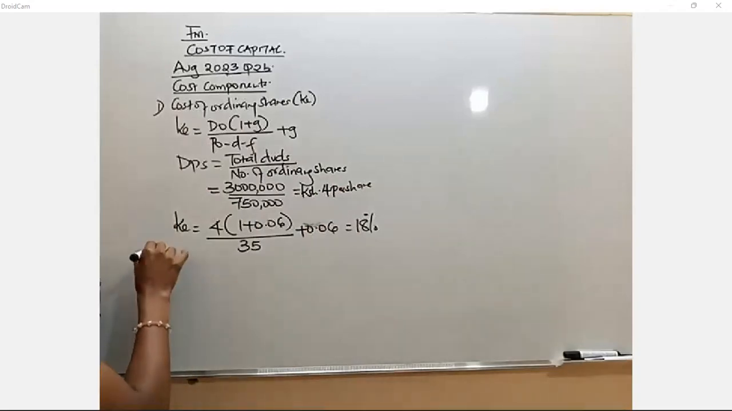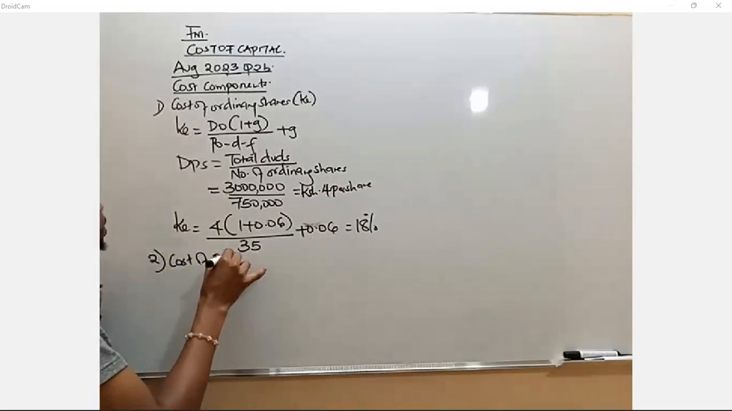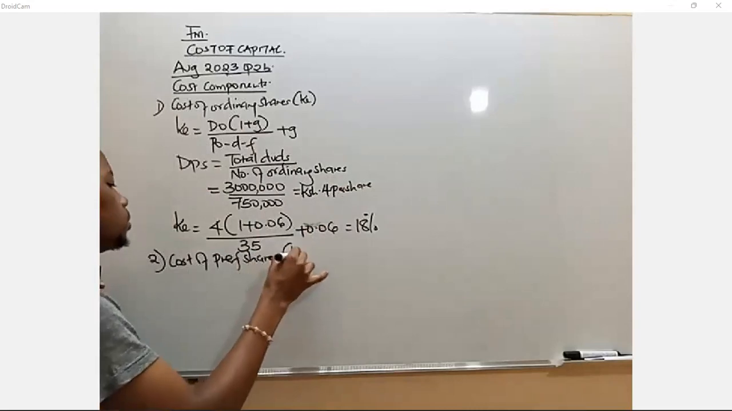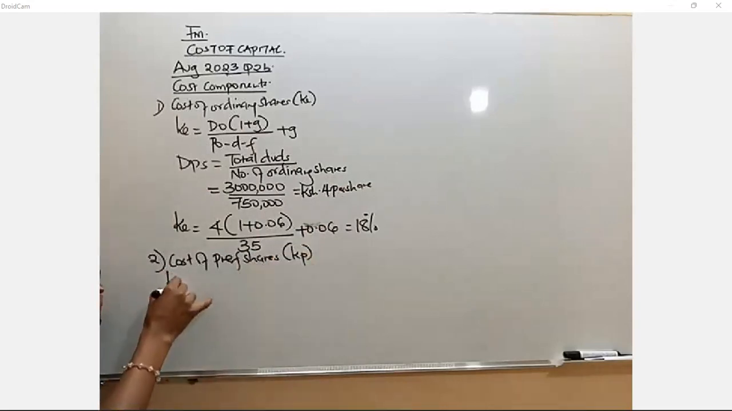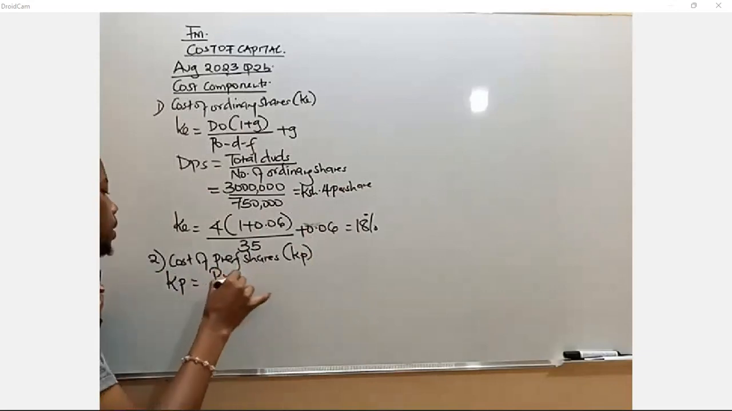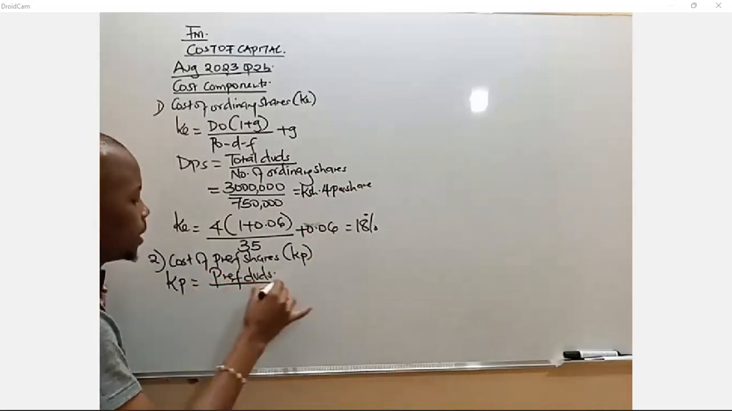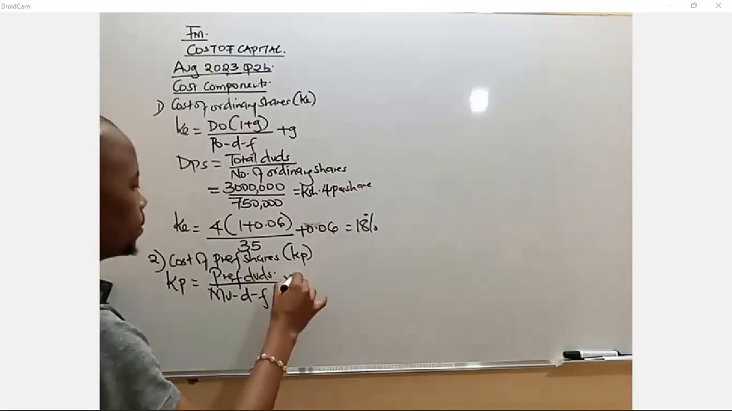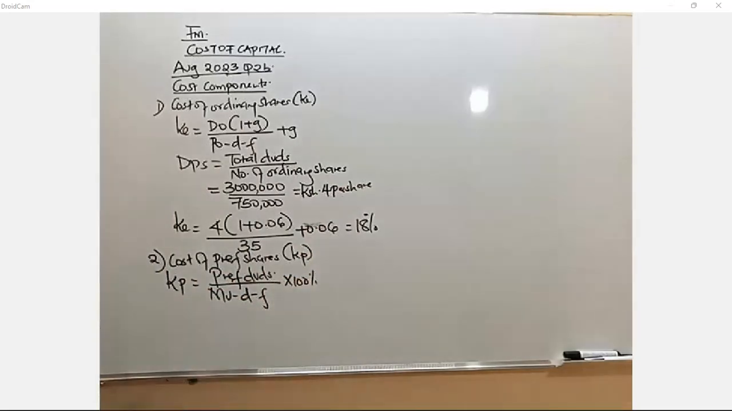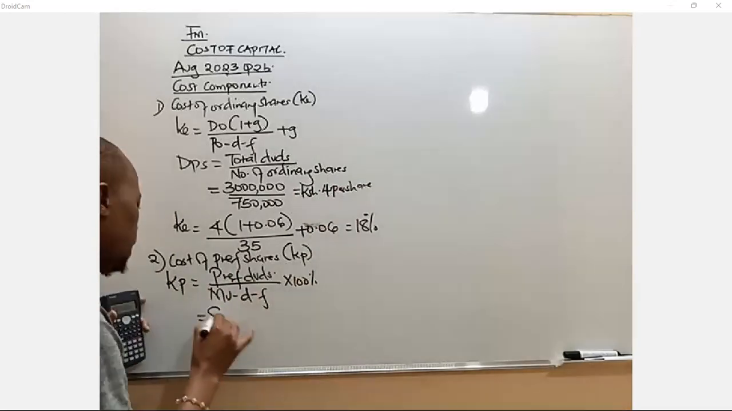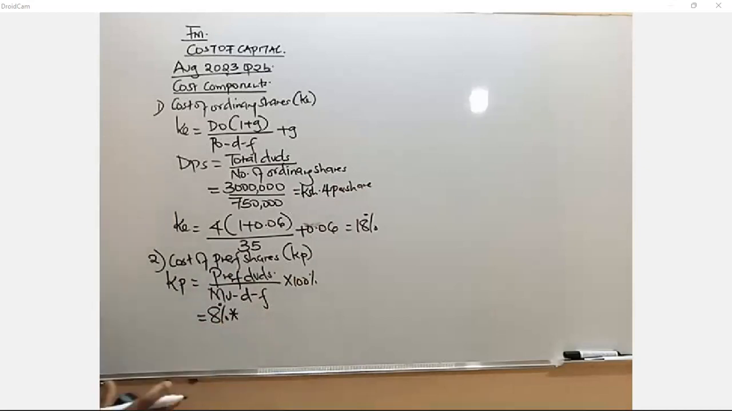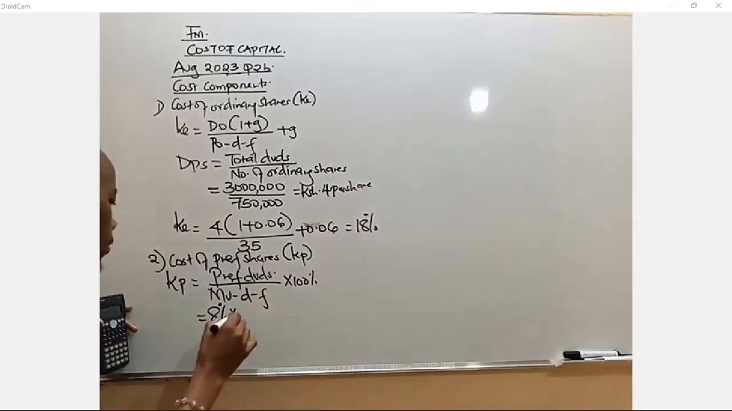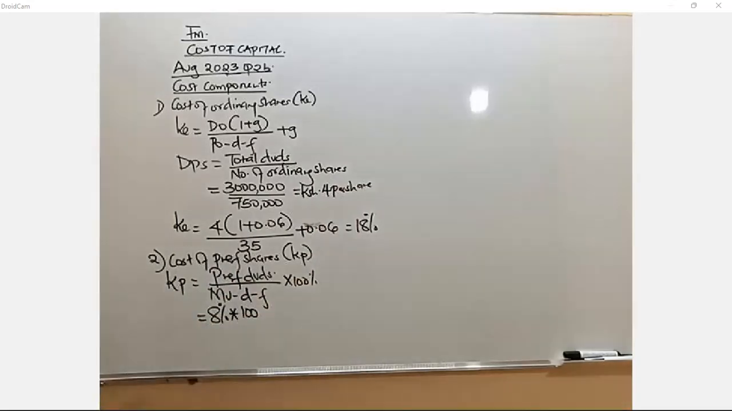Number 2, we are looking at the cost of preference shares, which we are calling KP. To get our KP, you take the preference dividends and divide by the market value minus discount minus flotation, then multiply by 100%. To get the preference dividends, let us check the interest rate for the preference shares, which is given as 8%, times the par value of this security, which is 100 shillings. I'm just copying this from the existing capital structure up there.